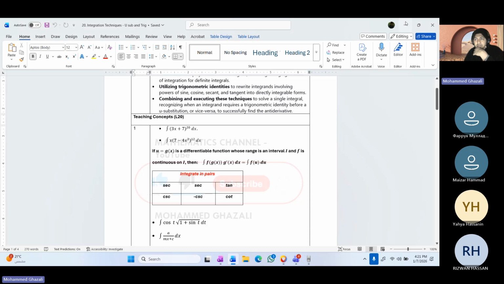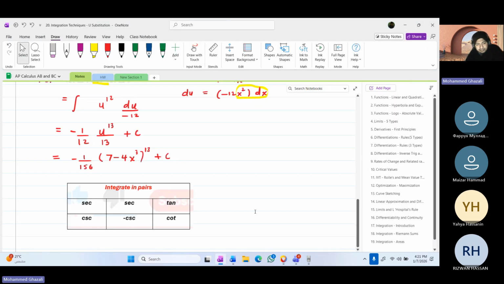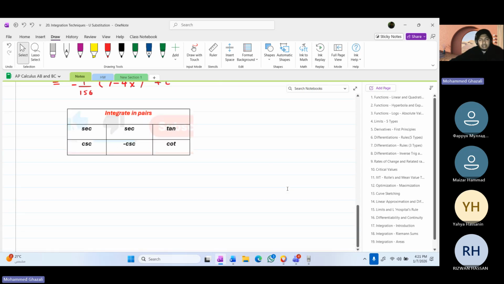So if you remember your table, the table was sec, tan, cosec, negative, cosec, cot. Now, it's very important to remember these important stuff for trig integrals. Next part. Integral of sine x dx, okay? Integral of sine x dx is negative cos x plus c, because if you differentiate cos, you get negative sine. That's the reason why you need to put a negative cos. Now, if you differentiate cos x, you'll get negative sine x, and negative becomes positive sine x.